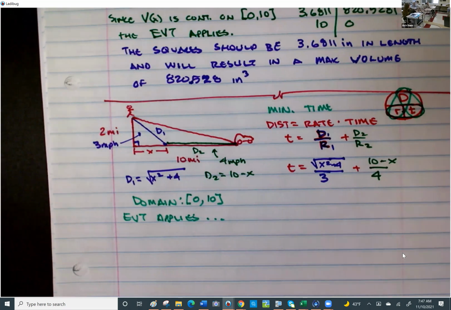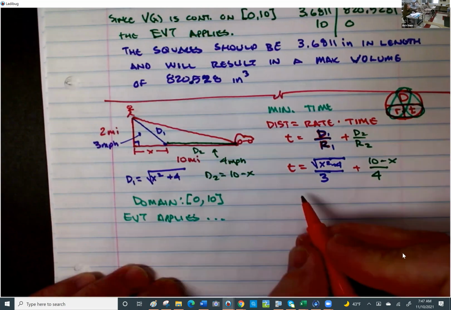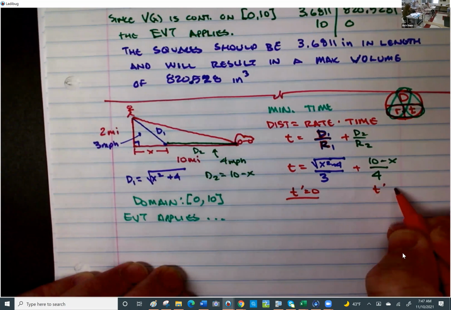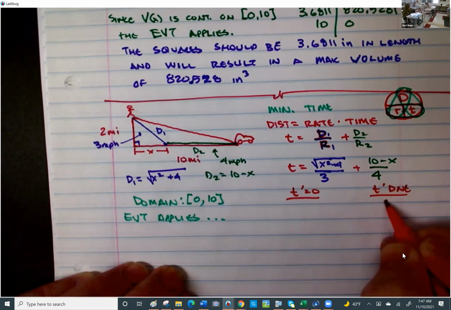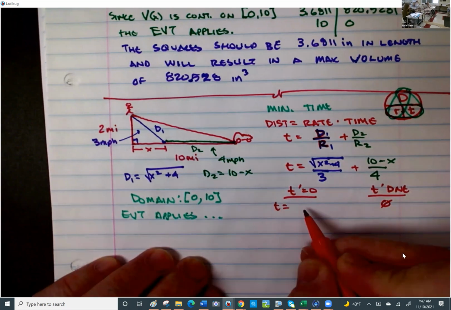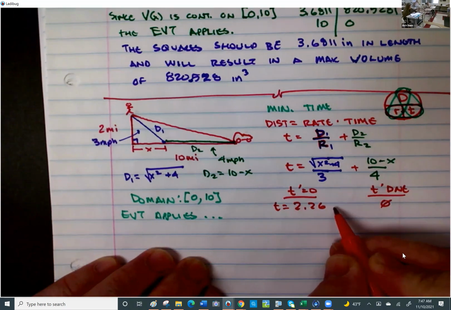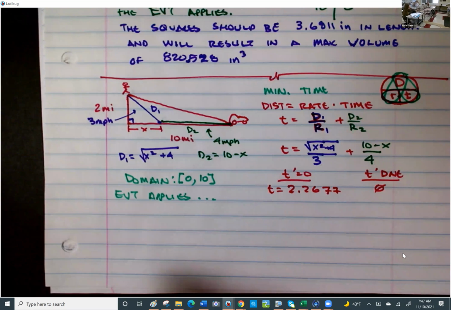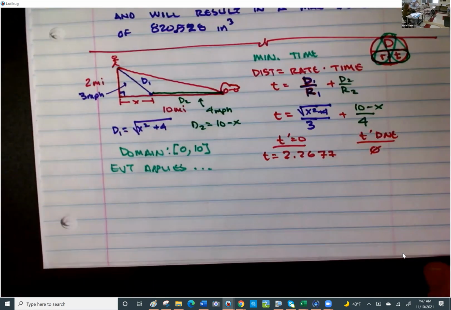Which means now we can go right to our calculator, substitute this in, and we're going to set t prime equals 0. T prime does not exist. Does not exist gives us nothing. And this one, just like the last time, only gives us one critical number on our domain, and it's this. Okay. Which means we are going to go right to our EBT applies.